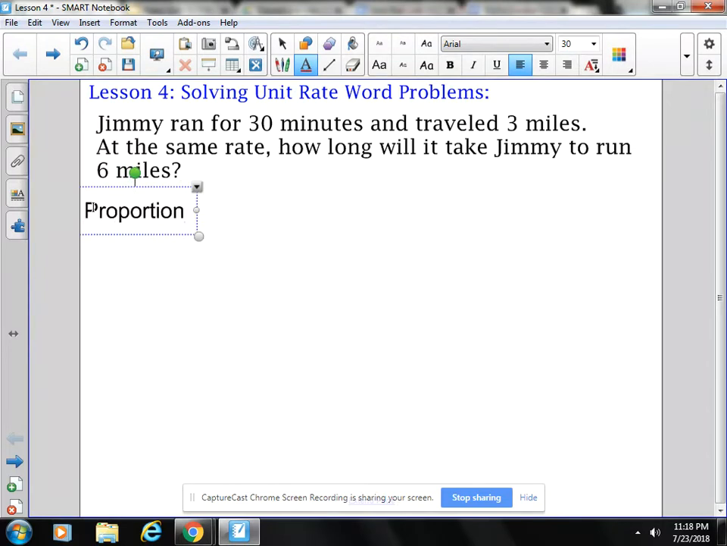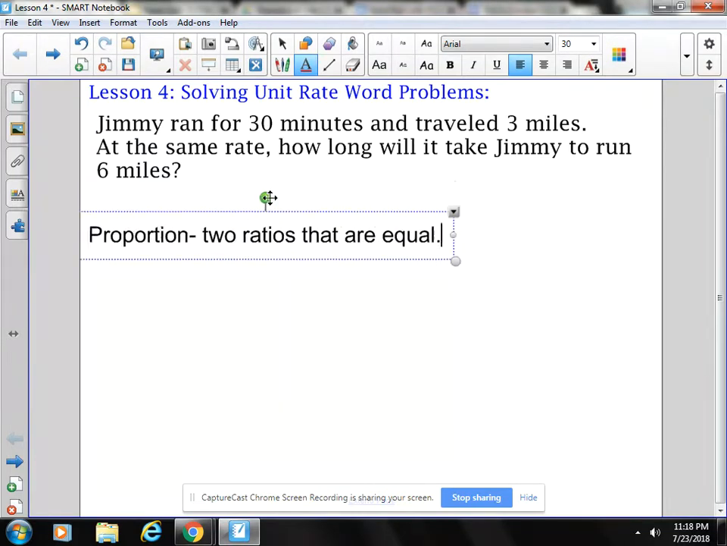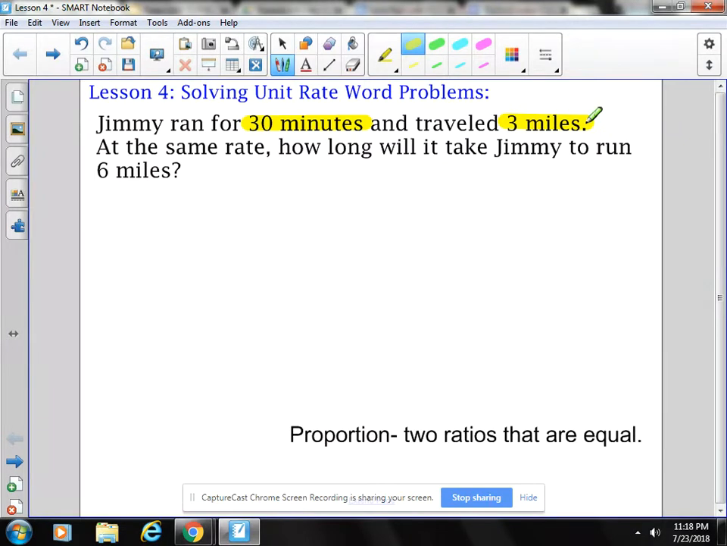Now, in the website, we know that a proportion is two ratios that are equal. Just put that down here. So let's start by highlighting our key information. 30 minutes, and Jimmy ran 3 miles in those 30 minutes. That's our first rate. And we want to know how long it will take him to run 6 miles.